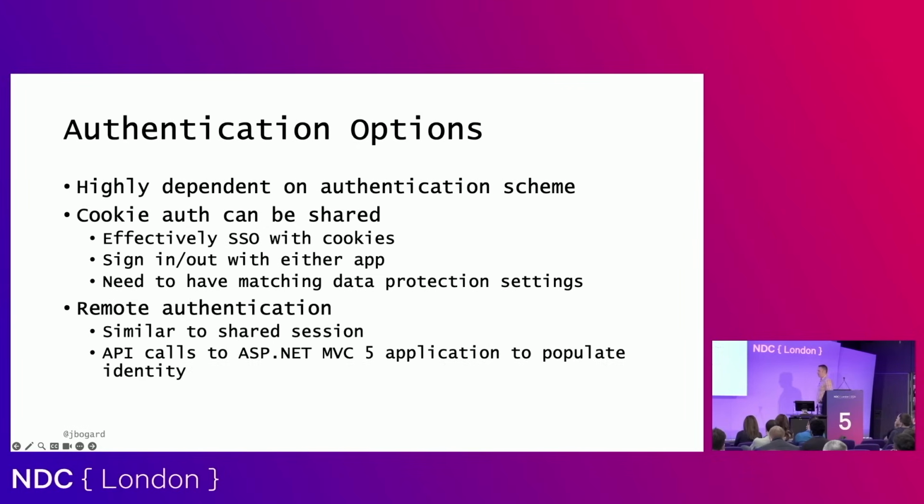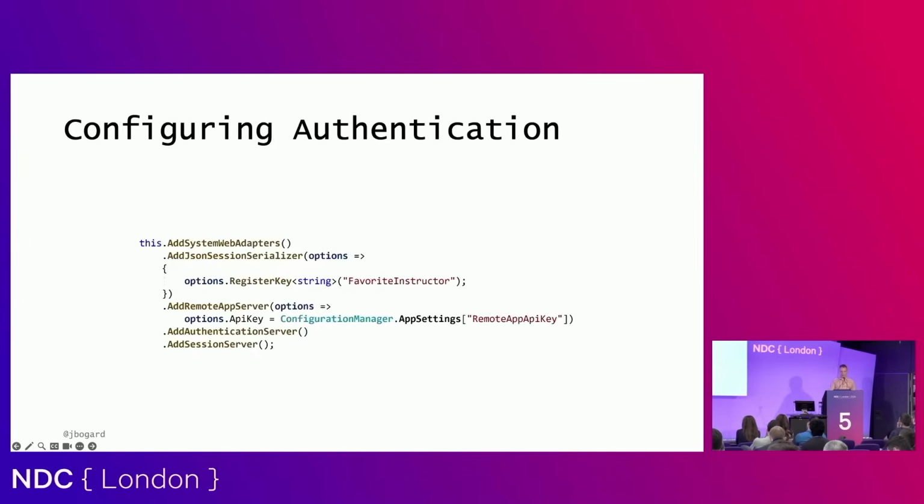The other option is to do remote authentication. This is similar to shared session, in which you're only authenticating against the old application, and then there will be requests made from the MVC Core application to the MVC5 application to get the authentication details and fill out the identity and claims and all that sort of junk.